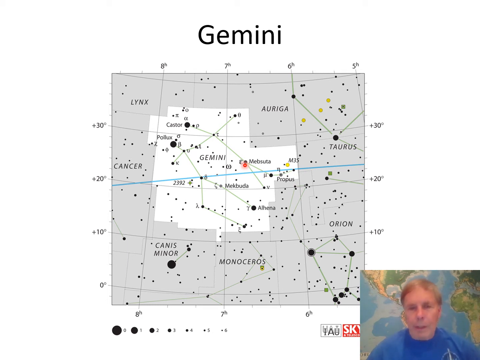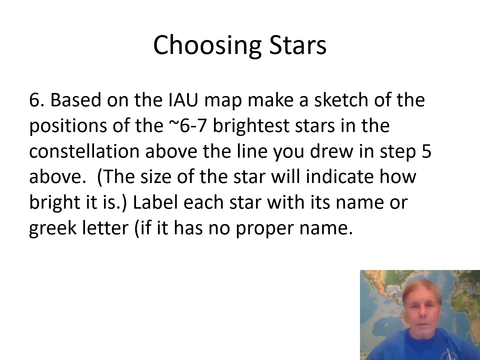So what we do then is we reproduce the look of this constellation onto your graph paper, and I'm going to show you exactly how to do that. Here's the instructions, then I'll show you how to do it on the graph paper. Based on the IAU map, make a sketch of the positions of 6 to 7 brightest stars in the constellation. The line that you're drawing, I'm going to show you right now. Label each star with its name, or its Greek letter if it has no proper name.